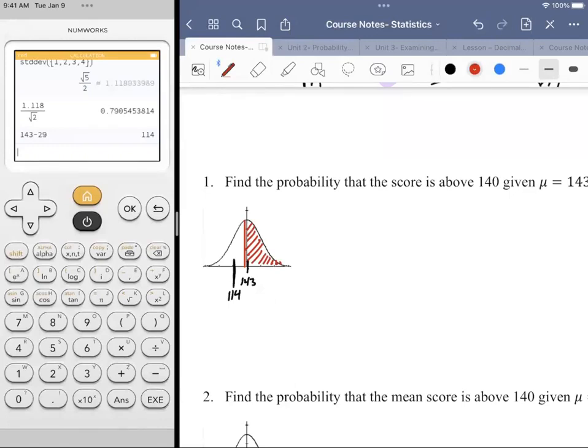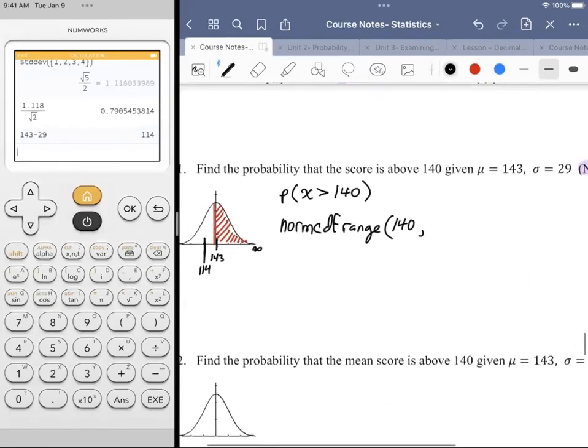All right. So the probability that X is greater than 140. We could do it a couple of ways. The way I think I showed you last time is the norm CDF range. There's 2 ways to do it. Norm CDF range, where we start off with the 140, we'd eventually get to infinity if this were not a finite branch of math. But the function itself goes to infinity. We can't put infinity in there, so we put something large.